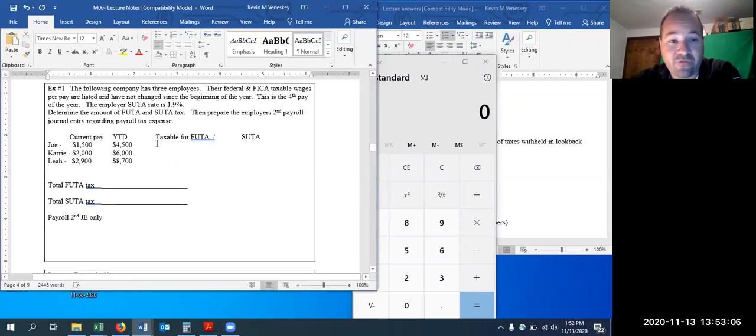So go ahead and let's fill in this, put in your amounts, journal entry, and then we'll check our answers. So go ahead and pause now.